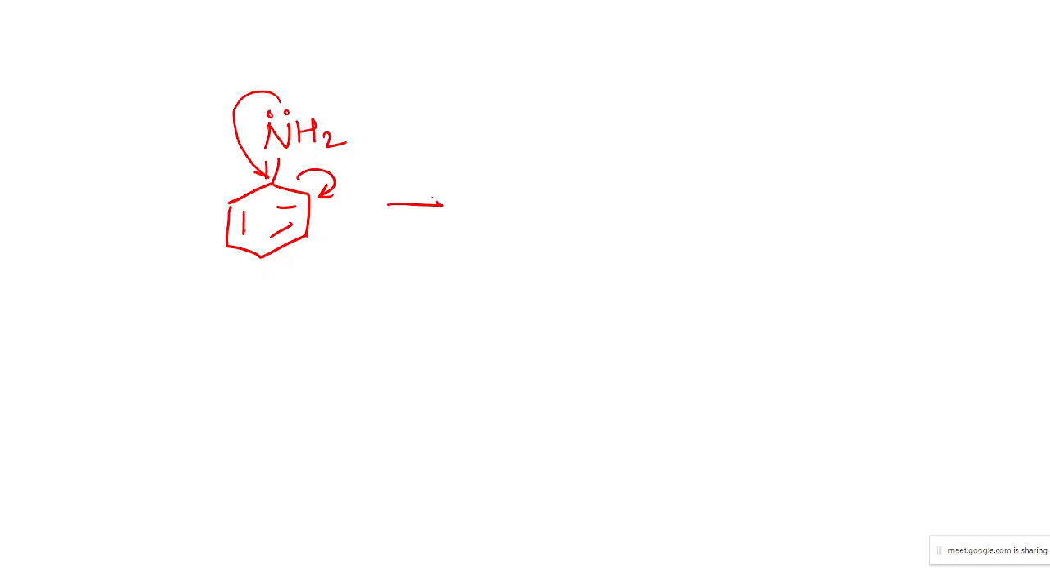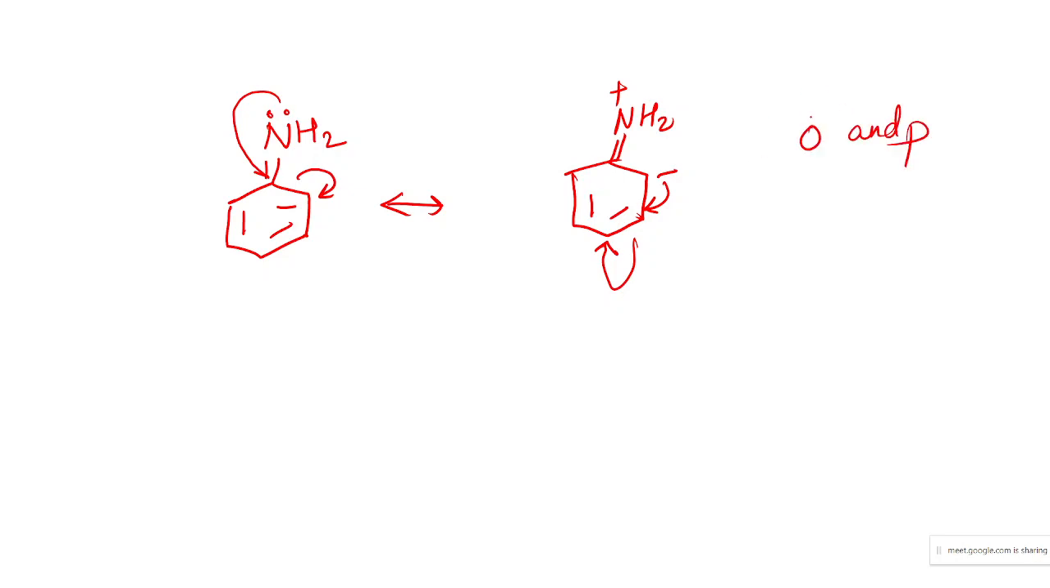Then you will get a negative charge here. This will be a double bond to NH2, which gets positive. I'm not going to draw it once again: this will go here, then this bond will move out and one negative charge will come here. Similarly, you will get the negative charge at the ortho and the para positions.